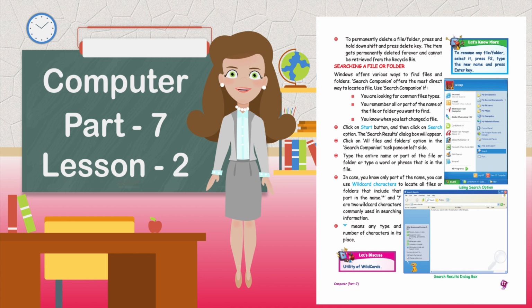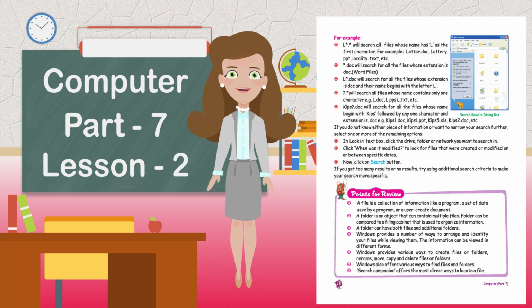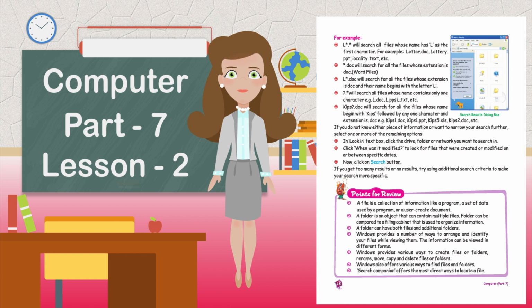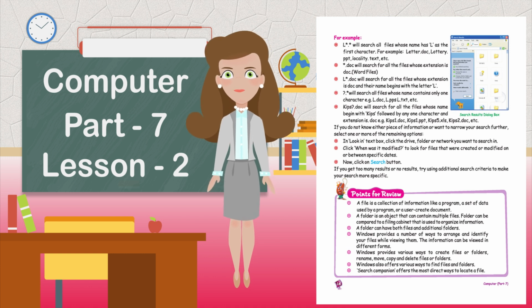Asterisk symbol and question mark are two wildcard characters commonly used in searching information. Asterisk symbol means any type and number of characters in its place. For example, L asterisk dot asterisk will search all files whose name has L as the first character. For example, letter.doc, lottery.ppt, locality.txt, etc.